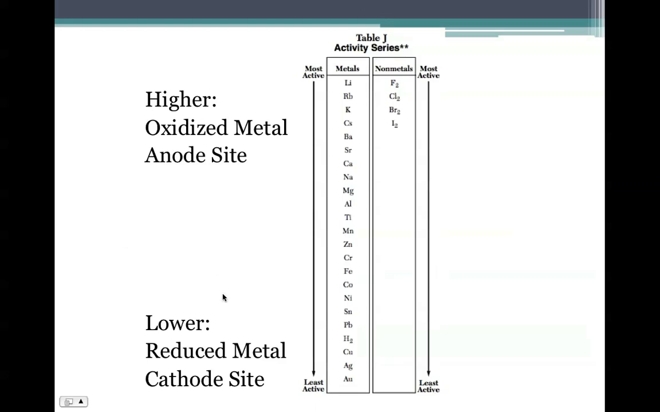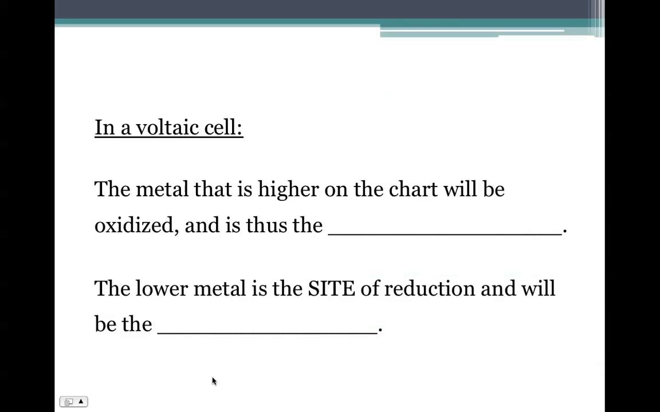So these little keys here are just for the metal side. The reverse would be true for the nonmetals. So the higher metal is the more easily oxidized metal, and thus going to be the anode site. The lower metal, which is the metal that's going to be reduced in the voltaic cell, is going to be the cathode site. So in a voltaic cell, the metal that is higher in the chart will be oxidized and is thus the anode, and the lower metal is the site of reduction and will be the cathode.